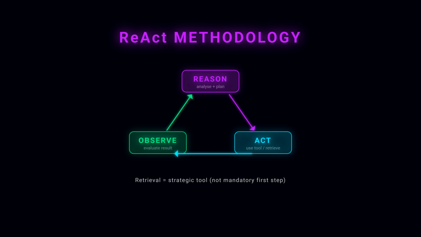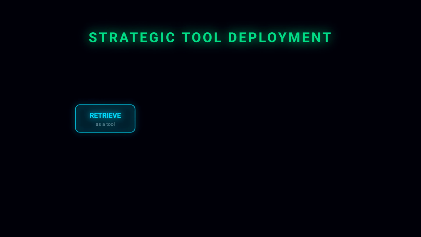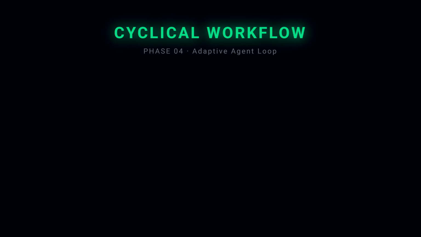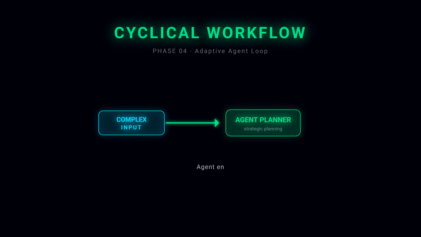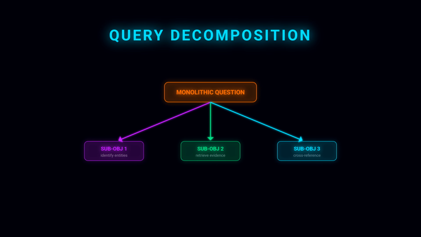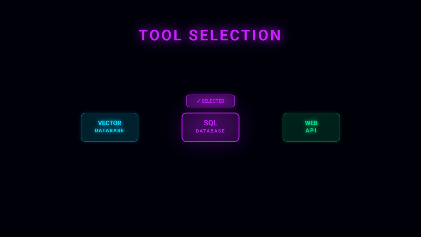Retrieval is no longer a mandatory first step. Rather, it becomes one of several tools deployed strategically. The workflow follows a cyclical pattern. First, the agent receives a complex input and engages in strategic planning, breaking the monolithic question into smaller sub-objectives. Second, it selects tools, explicitly determining what information is required first.